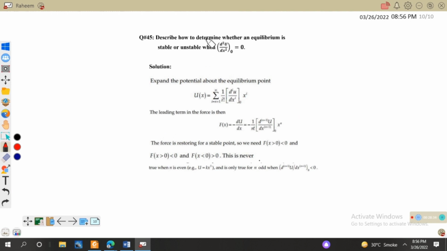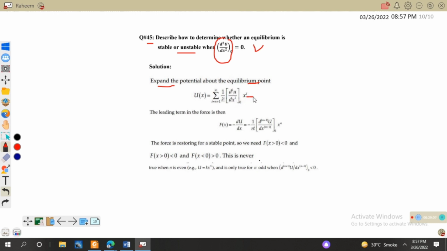Another question says, describe how to determine whether an equilibrium body is in stable or unstable equilibrium when d square U over dx square is equal to 0. This is question 45 of the book. In the lecture we have already discussed that we can expand the potential energy about the equilibrium point using the Taylor series. Let me write this Taylor series in compact form: U of x is equal to the sum over i from n plus 1 to infinity of 1 over i factorial, d^i U over dx^i, times x^i.